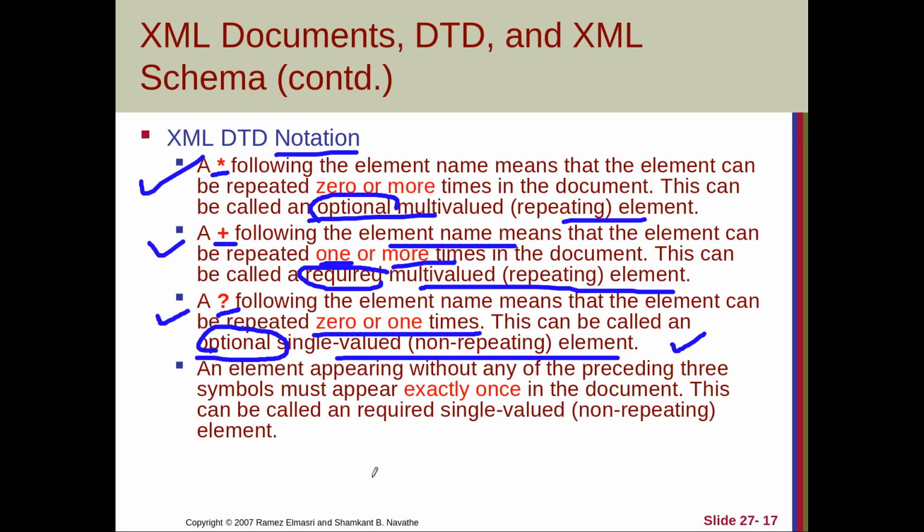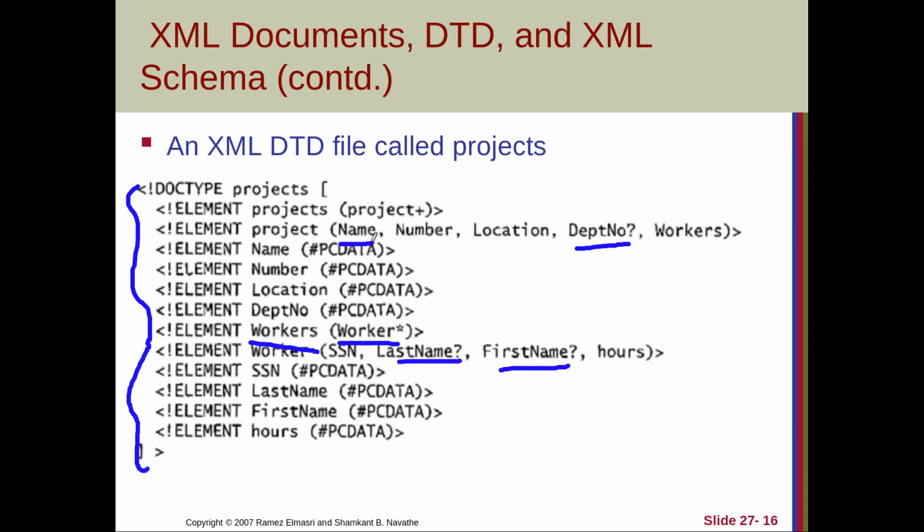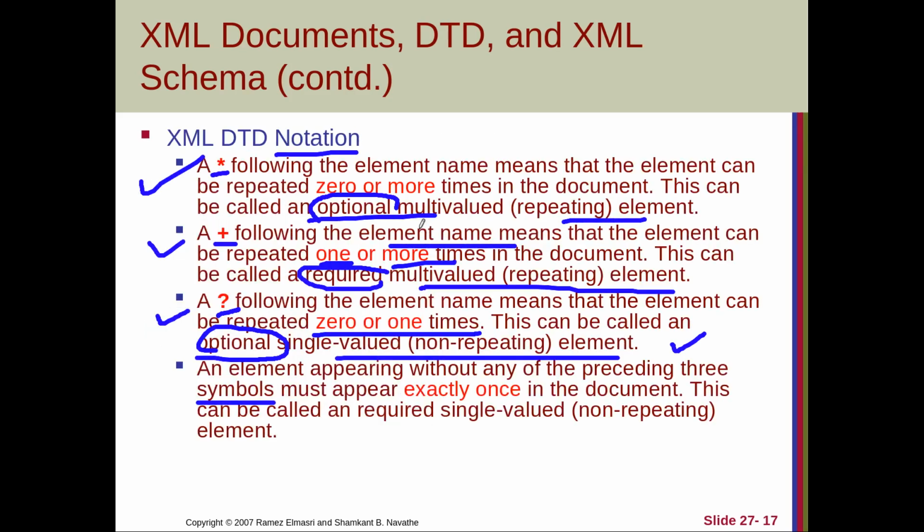Then an element appearing without any of the preceding three symbols. If we can see all other element names, we are not having any further symbols: workers, hours, all this area we are not having any further symbol. If no symbol appears, it must appear exactly once. We should have one XML element in the document for that particular attribute. That is the meaning. That means it is a required single valued non-repeating element. We should have only one occurrence of that particular element.